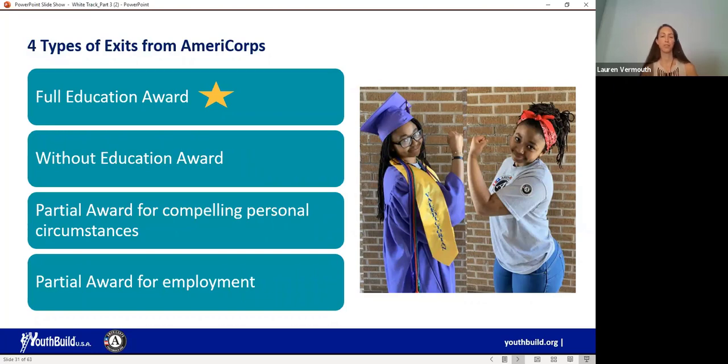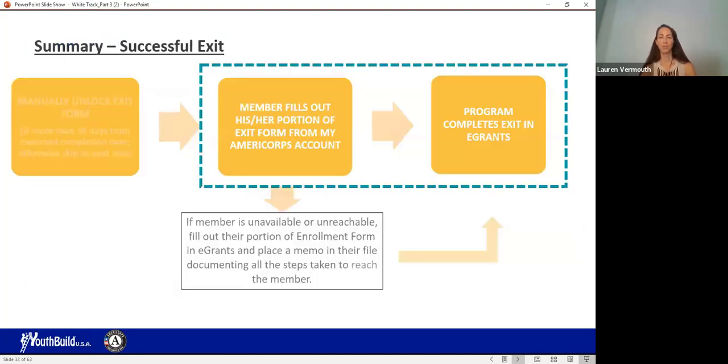So first up, full education award. This is the most straightforward. There is no additional documentation required because this is what's expected. You'll still want to do what David said. You're going to want to check that signatures are there. You're going to want to confirm that the ratio is right, that 80-20, and then make sure you have that evaluation. Once you've done that, you're ready to go into eGrants and get that member exited, because until they're exited in eGrants, they can't access that education award.